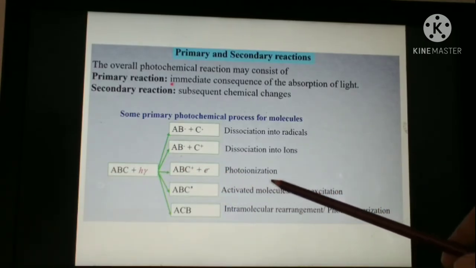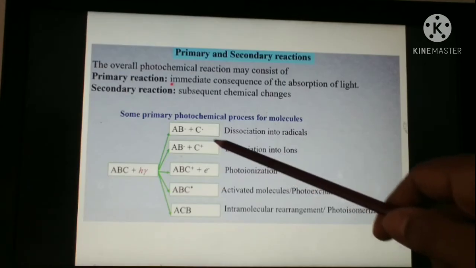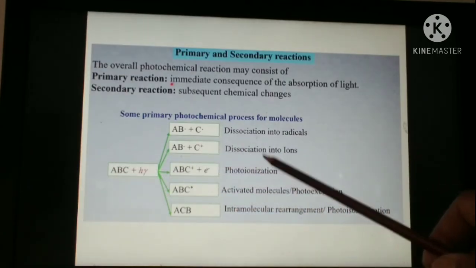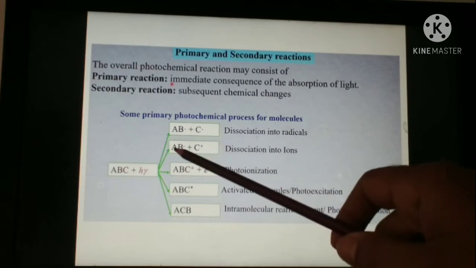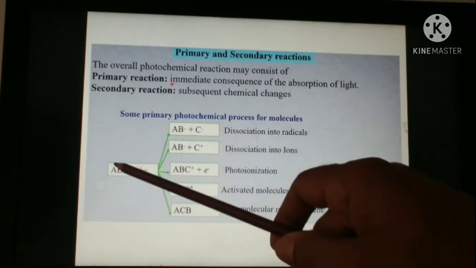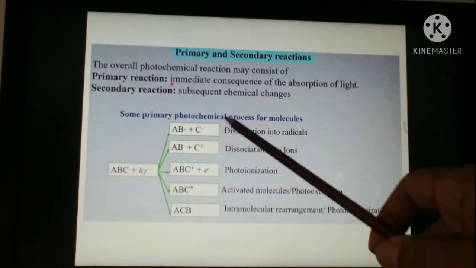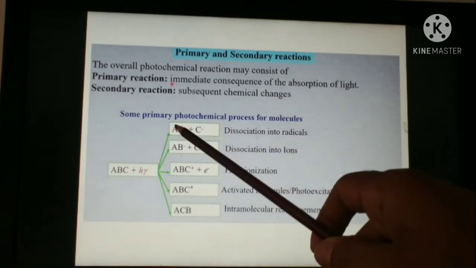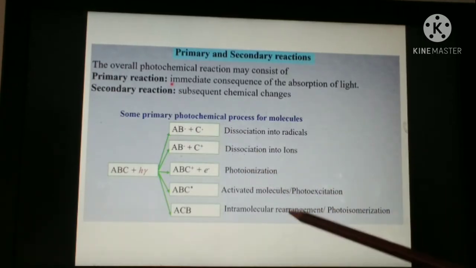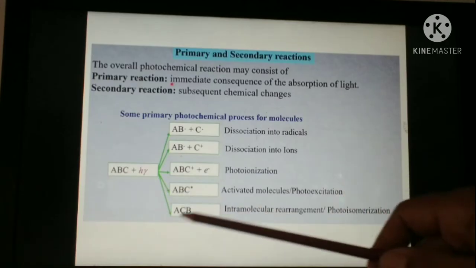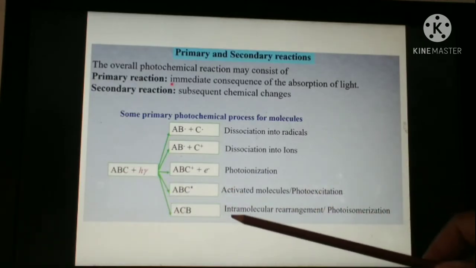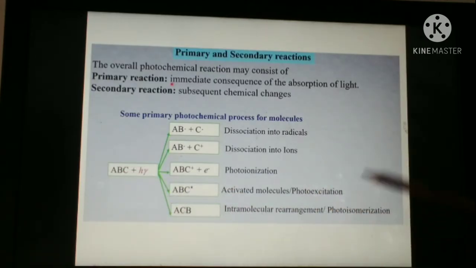This is called photoionization. This material can also be dissociated into ions, positive and negative ions, and this material can also be dissociated into free radicals. Here you can see the free radicals. And sometimes this light energy can cause intramolecular rearrangement or photoisomerization in this material.